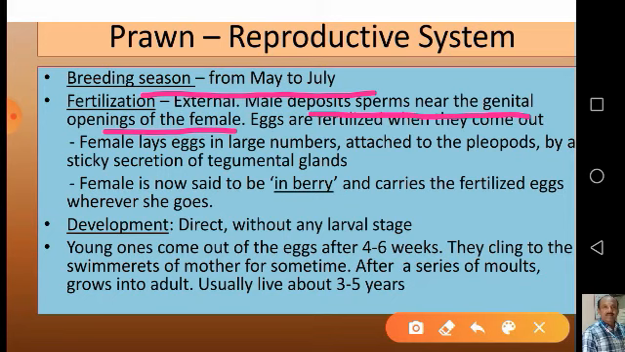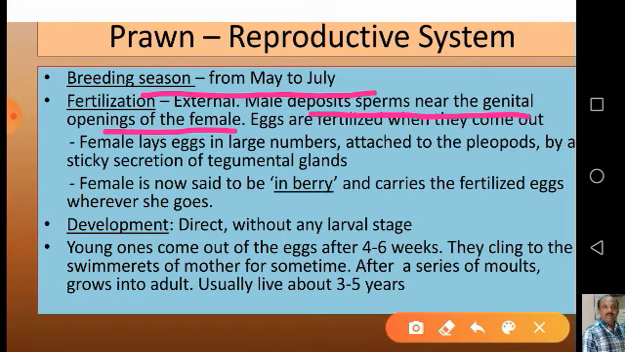Then eggs are fertilized when they come out. There is no storage of eggs, but the mature eggs come out during the breeding season through the female genital aperture. As and when they come out, they are fertilized, because the male has already deposited the sperms near the genital openings.